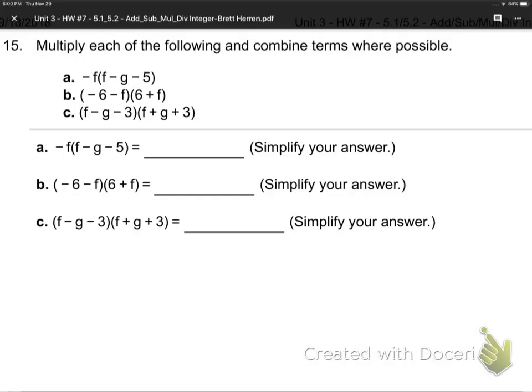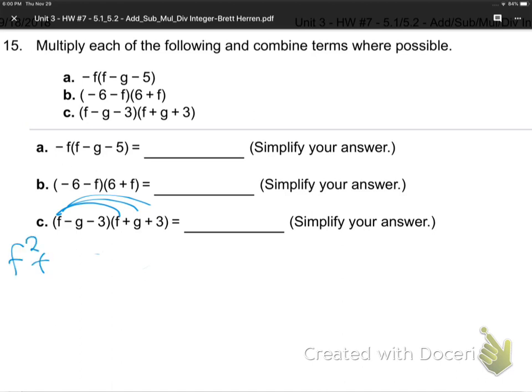Now let's do the third one. Okay, so this is harder. We're going to have to take the f first to all three, and then we'll do the g to all three, and then the minus 3 to all three. It's going to be kind of tedious. 9 multiplications. Here we go.